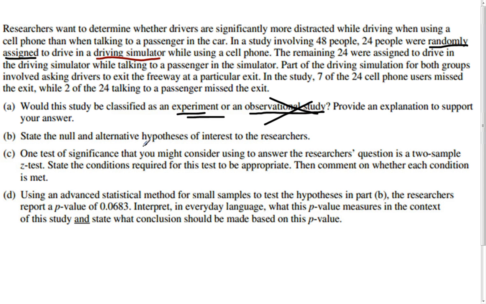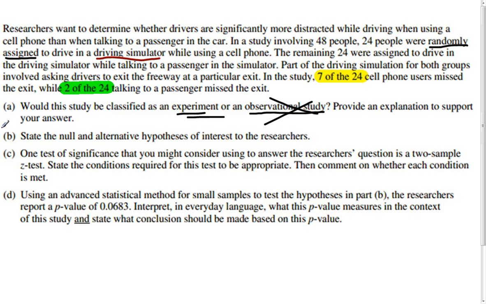For B, state the null and alternative hypotheses of interest. We, in this problem, have a couple proportions that we're dealing with. One of them is 7 out of 24, and that's referring to the cell phone users that missed their exit. And the other is 2 out of 24, and that's the drivers that had a passenger that missed their exit. So more people missed their exit when they were on the phone than when they were talking to the passenger, but we need to determine if that's actually significant.